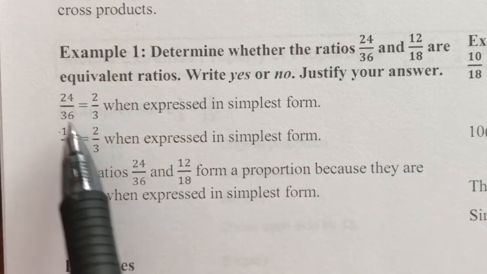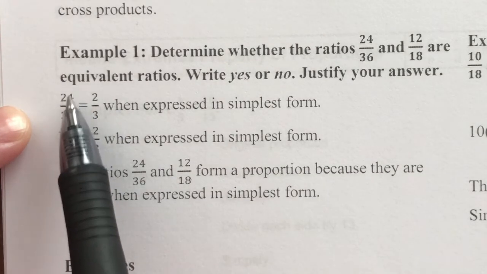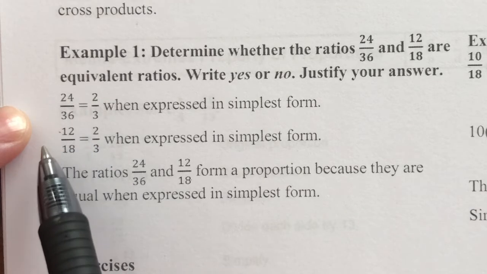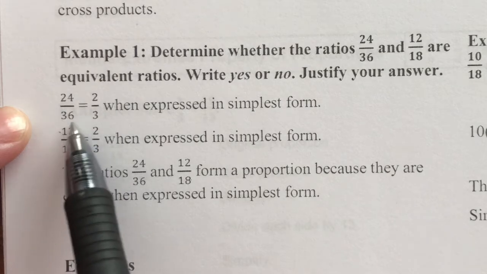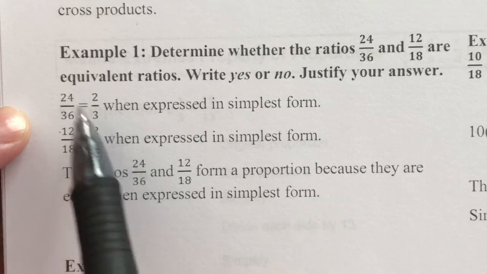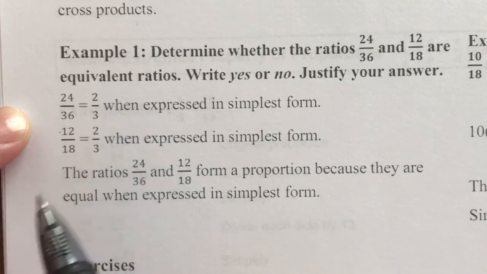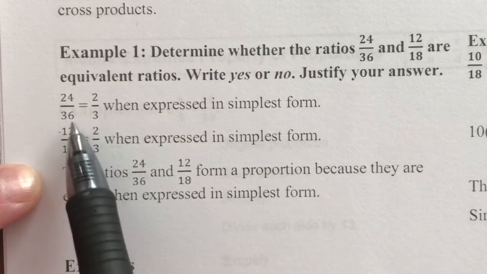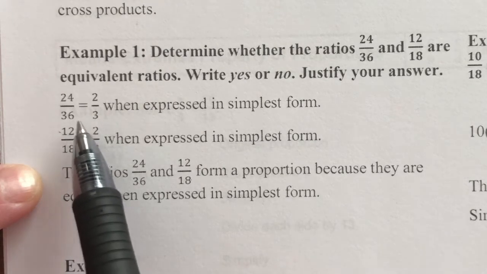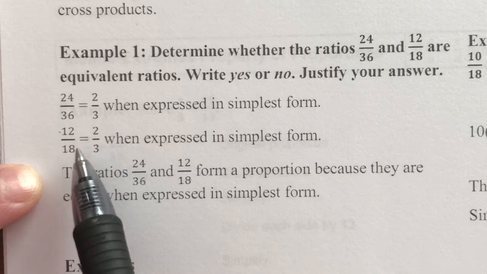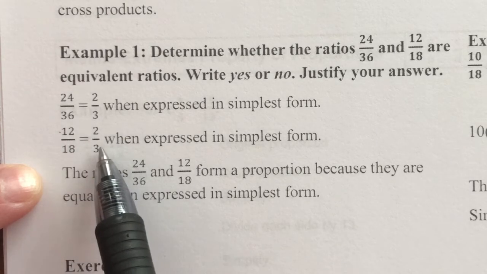So if we simplify 24 over 36, I can divide the top and the bottom both by 12. So 24 divided by 12 is 2, and 36 divided by 12 is 3. So this is equal to 2/3. I can also simplify 12 over 18. I can divide the top and the bottom both by 6. So 12 divided by 6 is 2, and 18 divided by 6 is 3. So this is also equal to 2/3.